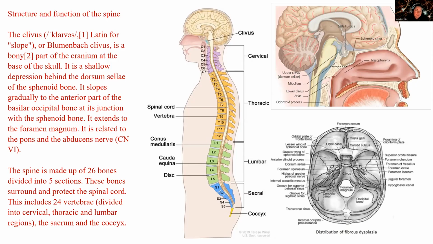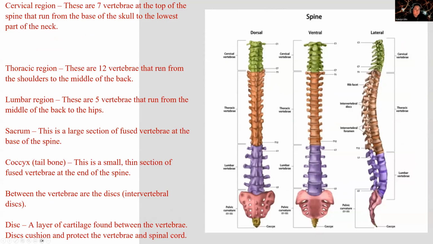The spine is made up of 26 bones divided into 5 sections. These bones surround and protect the spinal cord, all right? This includes 24 vertebrae that are divided into the cervical, which is up here in purple, the thoracic, which is here in yellow, and the lumbar regions down here in green. There's also the sacrum here in blue and the coccyx in yellow, all right? Now the sacrum is sort of one conjoined unit. That's why we call it 5 sections, with the major stars of the show being, of course, the cervical, thoracic, and lumbar portions of the spine and their associated vertebrae.